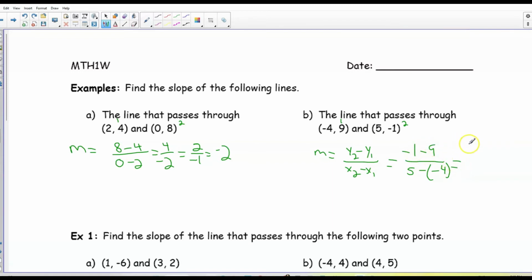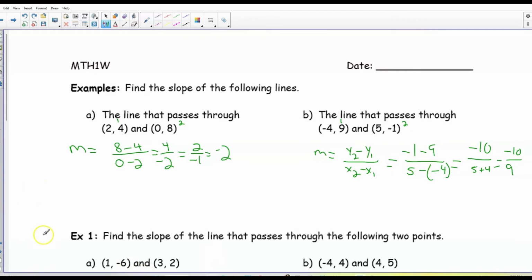Negative 1 minus 9 is negative 10. And here we've got 5 minus 4 minus a negative 4, which ends up being the same as 5 plus 4, which equals negative 10 over 9 as our slope. So we've got that one. And again, we've got to be careful with these negatives, right? We've got to realize we have a negative number, we're going to have a negative slope.